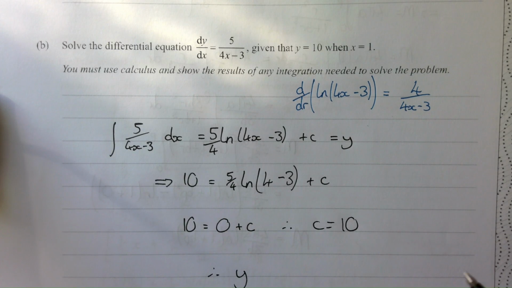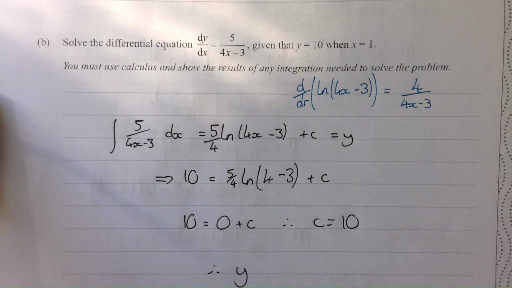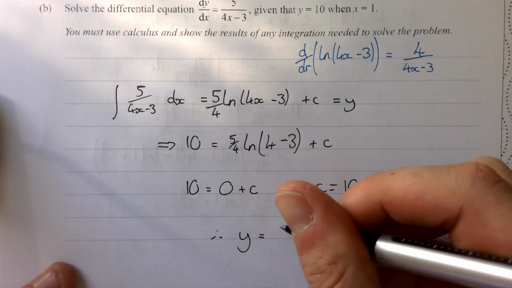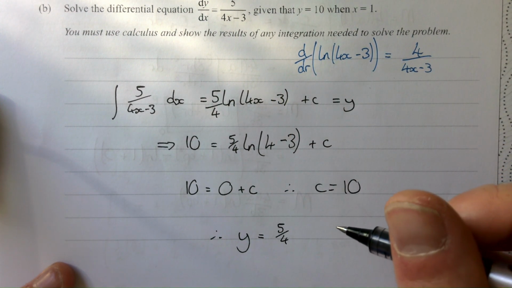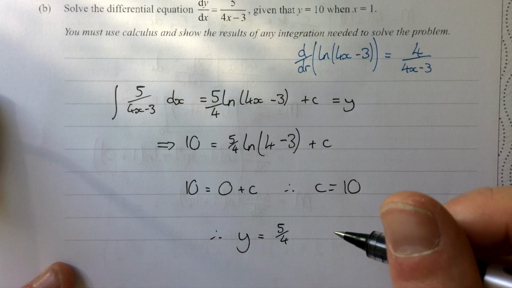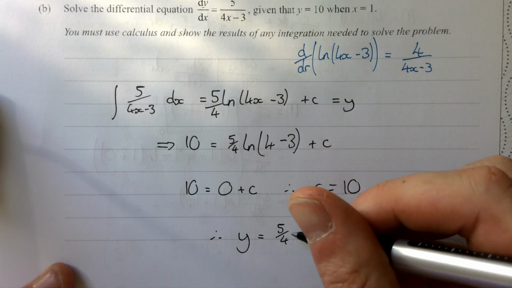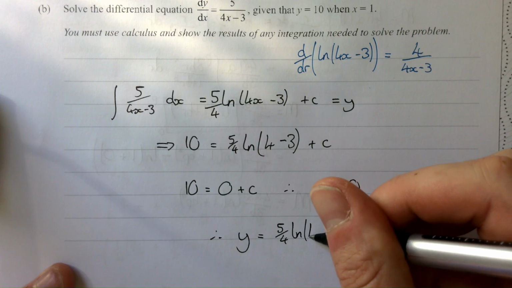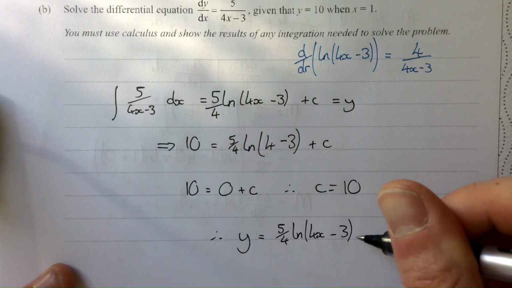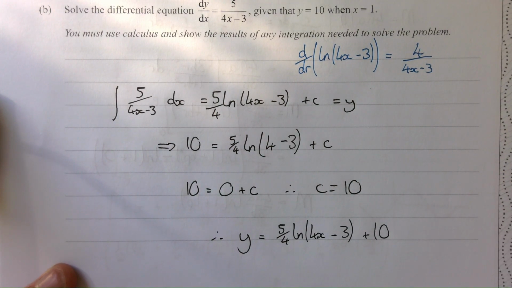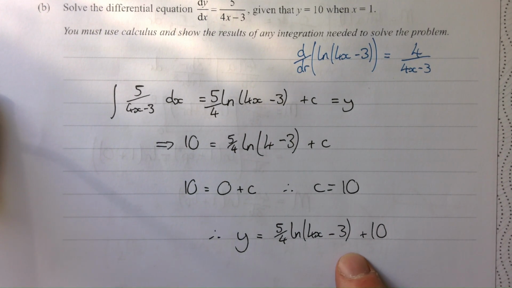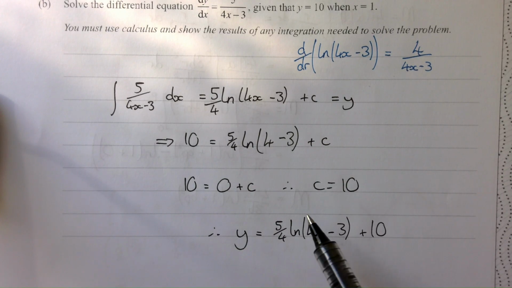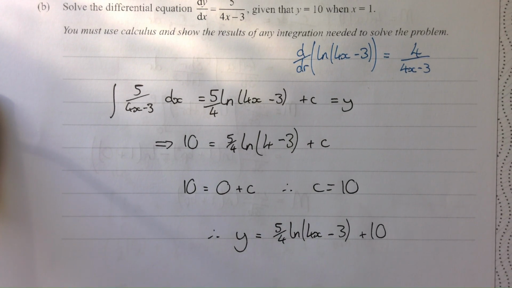Therefore, y is equal to 5/4 ln, 4x minus 3 plus 10. If you do all that, that's the achieved answer. You had to work out c to get an achieved mark. So that's important.